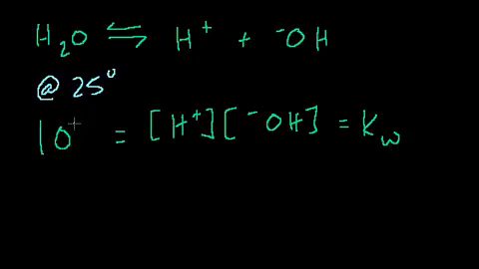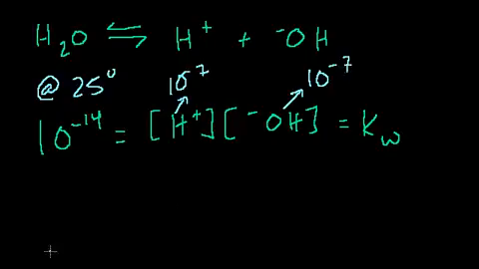and we learned that that's 10 to the minus 14, because water by itself will have a hydrogen concentration of 10 to the minus 7 and a hydroxide concentration of 10 to the minus 7. And if you take a log of everything, so if you take the pKw, what was that? Well, if you put a p in front of something, that means you're taking the negative log of it. So the negative log of 10 to the minus 14, the log base 10 of 10 to the minus 14 is minus 14. So the negative log is just 14.